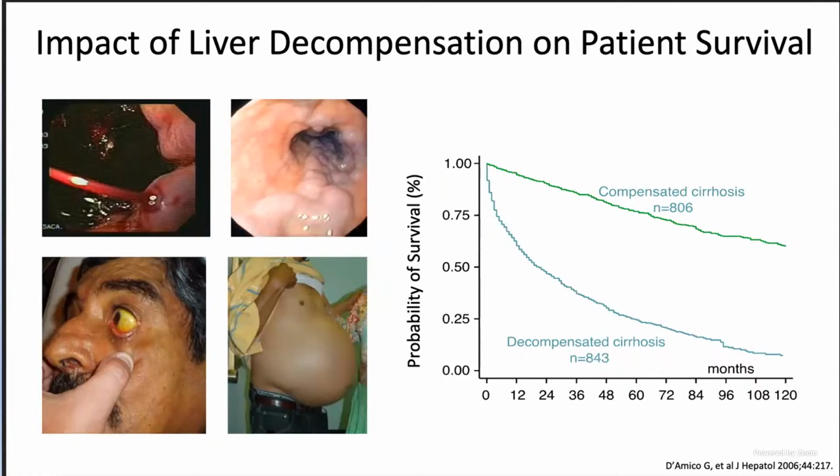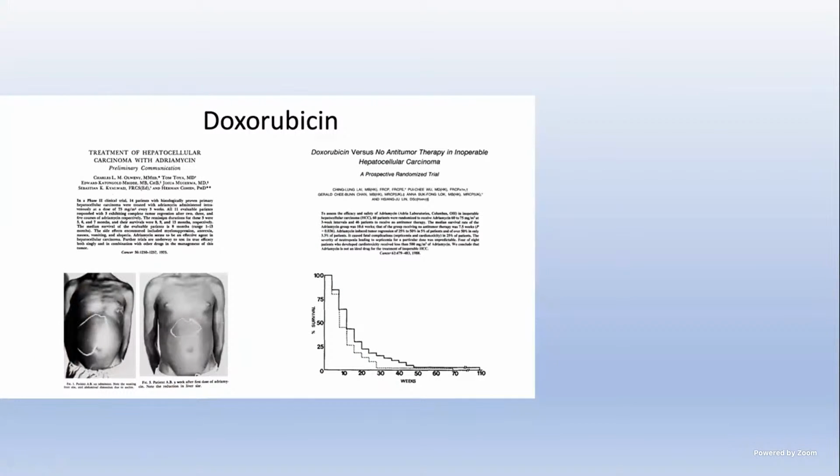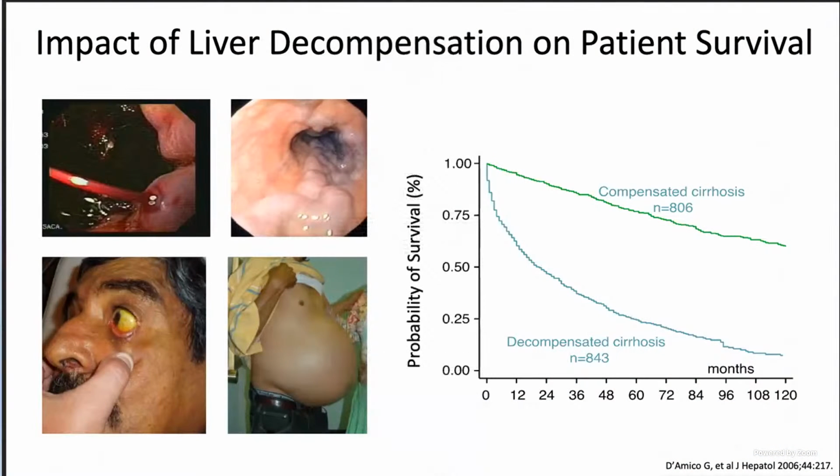If you see the impact of liver decompensation on patients, between compensated cirrhosis and decompensated cirrhosis, the probability of survival is very much reduced when going towards decompensated cirrhosis.